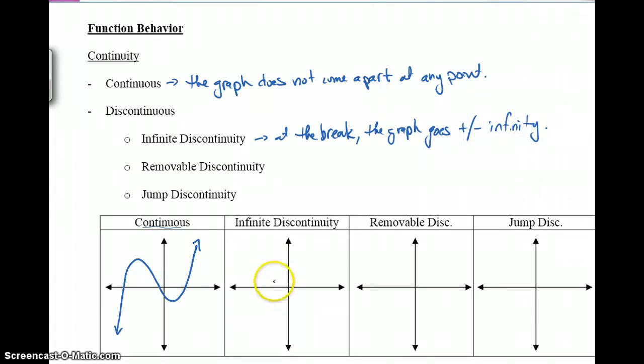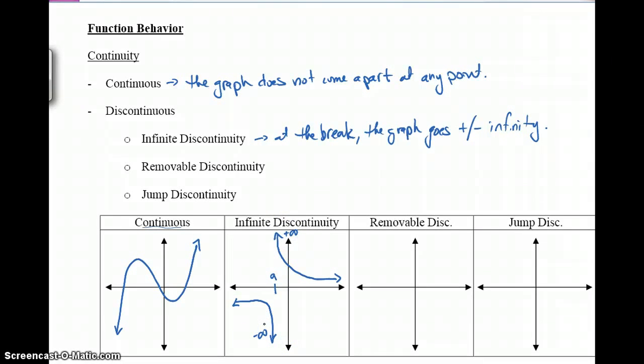So let's look at this graph. An infinite discontinuity graph would be in two parts, and at our discontinuity point, we'll call it A, the graph does not touch, and it goes off to positive infinity and to negative infinity.